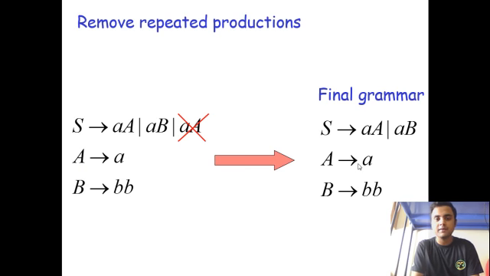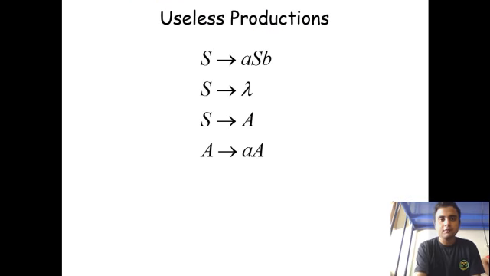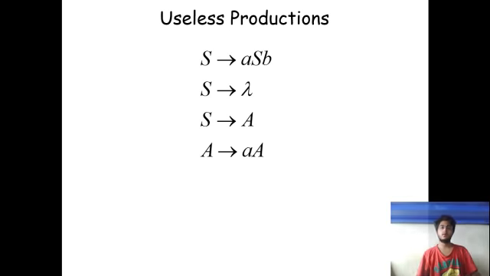So now we have removed the repeated productions, and now we have got a final grammar which is capital S tends to small a, capital S tends to small a, capital B, capital A tends to small a, capital B tends to small b, and small b. Now we have got the removal of useless productions, which Nilay will be explaining to you.